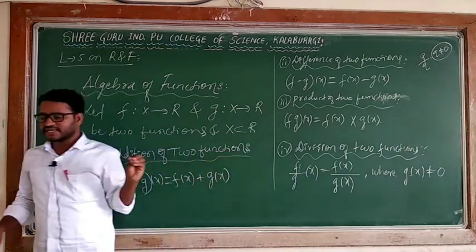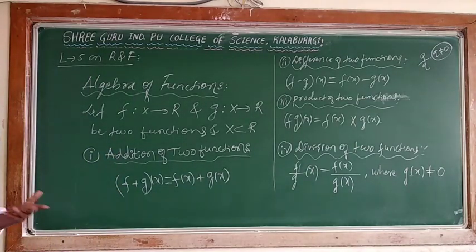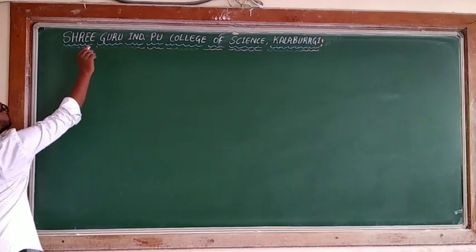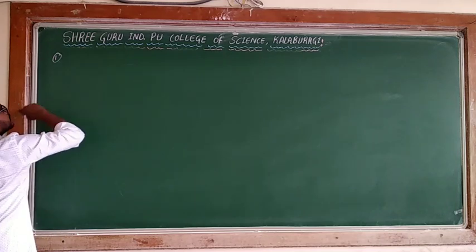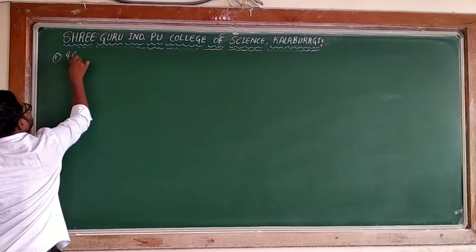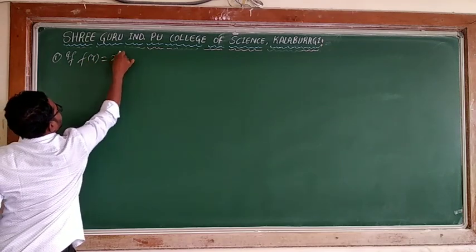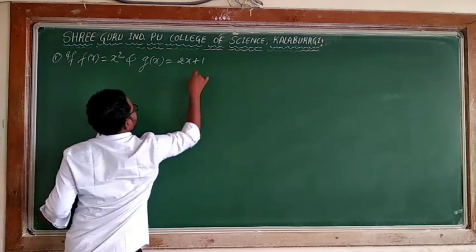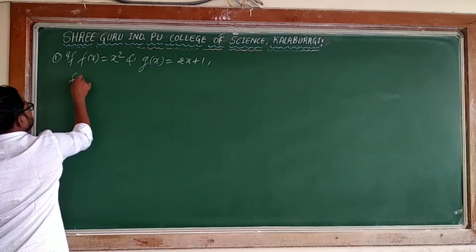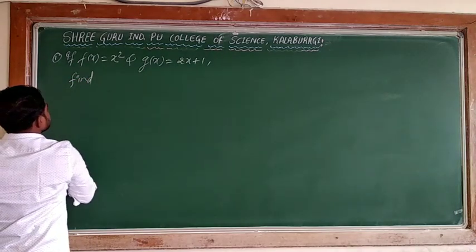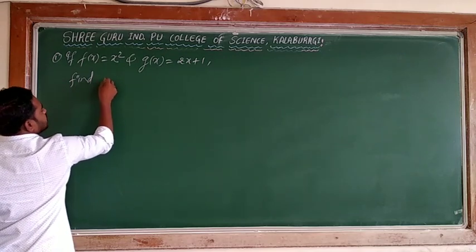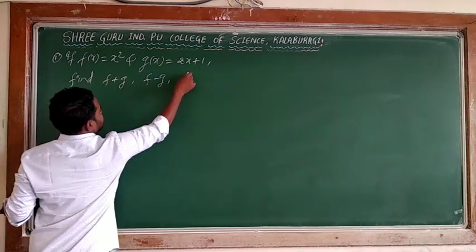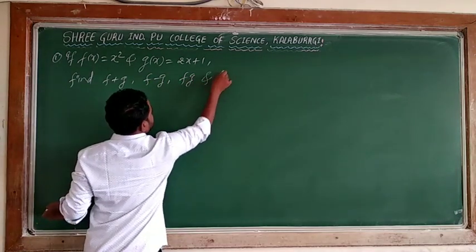Using this algebra, I will take examples: how to add, how to subtract, how to multiply, how to divide. Okay, now I will take examples. First one: if f of x is equal to x square and g of x is equal to 2x plus 1, find f plus g, f minus g, f into g, and f divided by g.